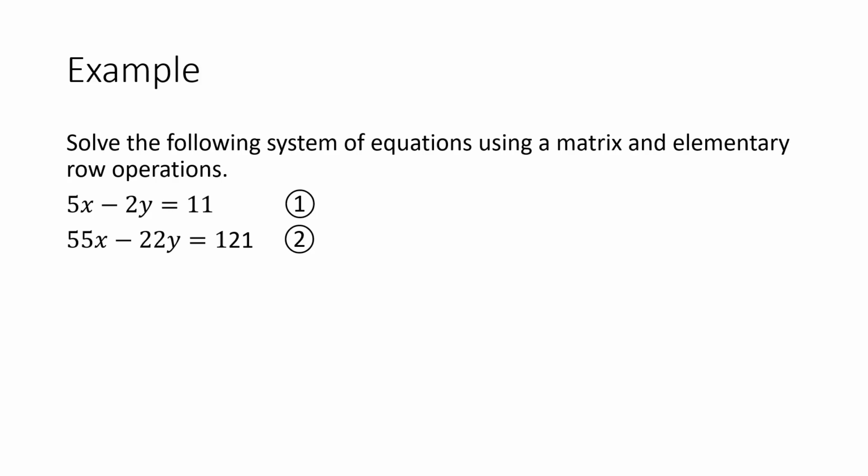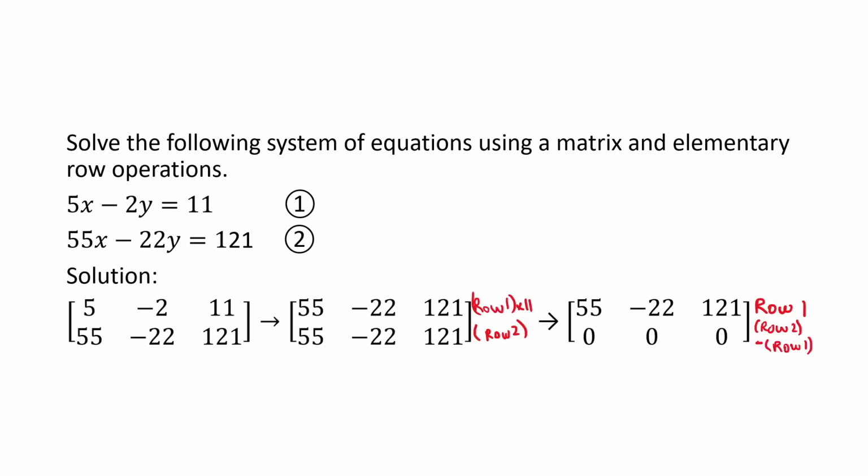Then we look at this system of equations. 5x minus 2y equals 11, and 55x minus 22y equals 121. Well, I can make a matrix as we know how to do. I forgot my little vertical lines on these matrices here, but I'll draw the little vertical lines where they belong. That vertical line means we're augmenting the matrix.